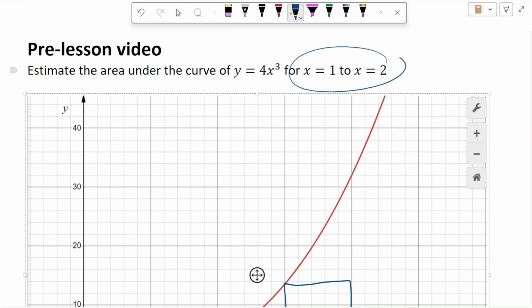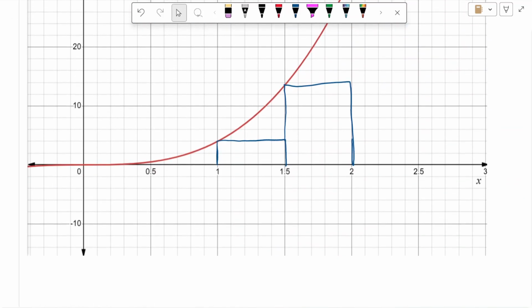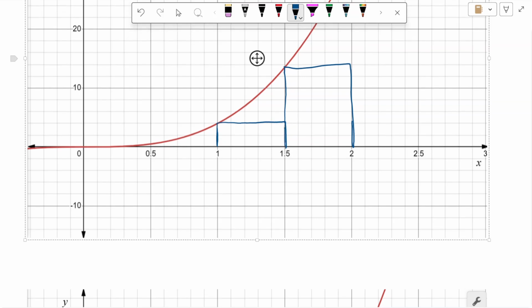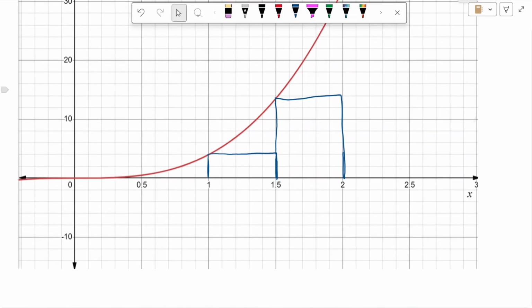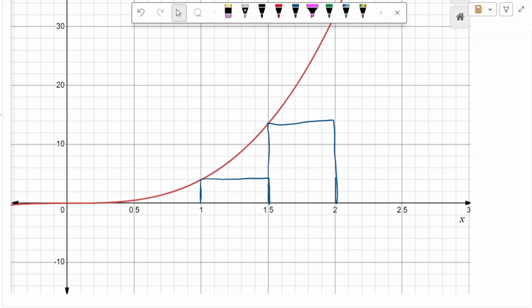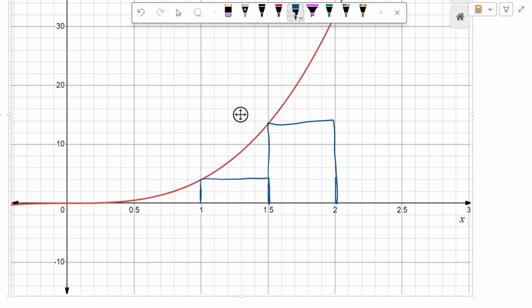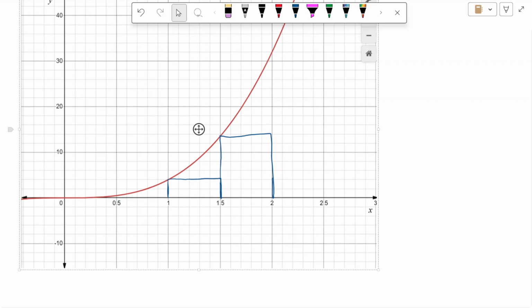So we're only going from 1 to 2. So I want to split that region from 1 to 2 exactly in half. So 1.5 is halfway through. And because this is the lower estimate, the rectangles are going to be underneath the graph. So how do we find the area of a rectangle?